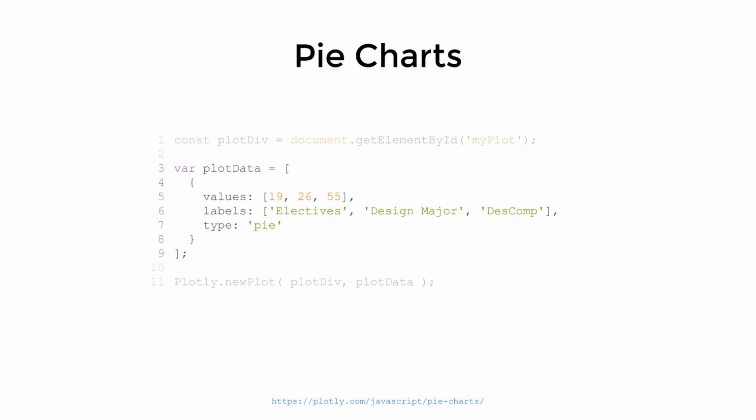Lastly, we have the type property, and the type for this chart is a pie chart. So we use the string pie. As always, after we create the data, we need to use the plotly.newPlot function to render that to the screen.